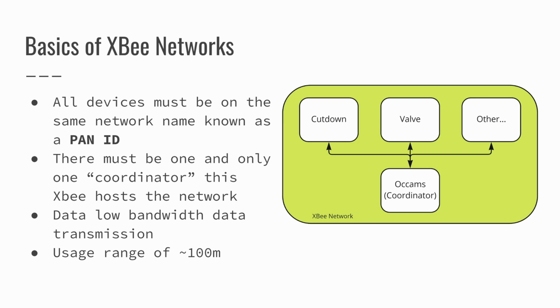So decently low bandwidth data transmission, but quite a bit in comparison to the Iridium, and then usage range of around 100 meters. So this is just a local radio network inside of the balloon payload chain. It's just kind of a little local radio, so you don't have to run wires everywhere.